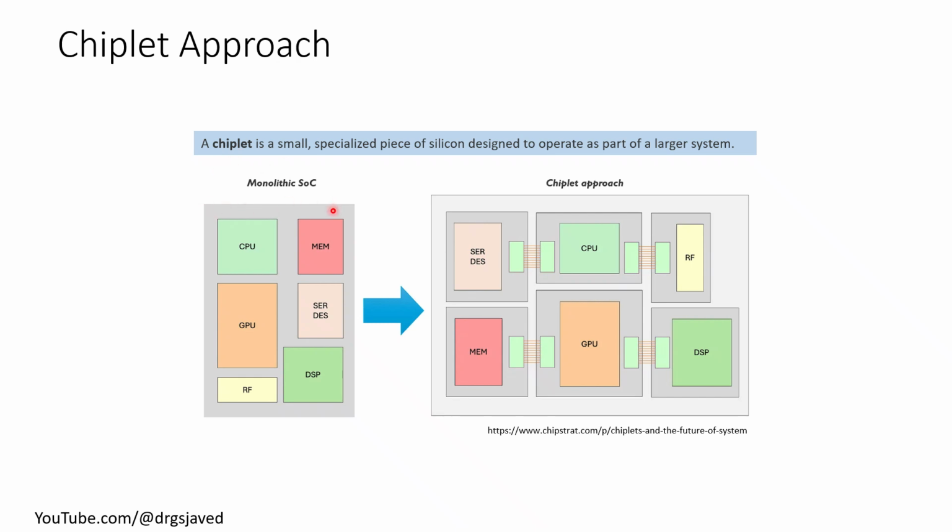So in a monolithic SoC, you have all the functions present in a single die. As opposed to that, in a chiplet approach, you have each of these functions laid out separately with a die-to-die connectivity solution or a chip-to-chip connectivity solution, which is high bandwidth and large throughput with a lower latency.